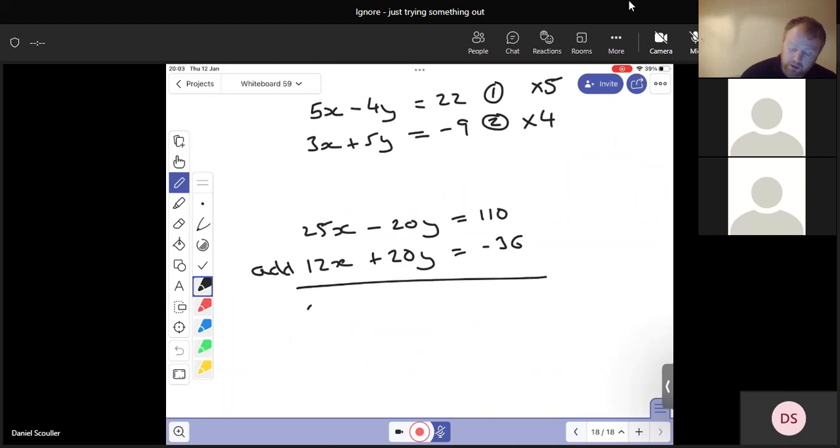So I'm getting 37x here. The minus 20 and plus 20 are going to rule each other out, so it's going to eliminate that. And the 110 plus the negative, so I'm taking that away, I'll get 74.